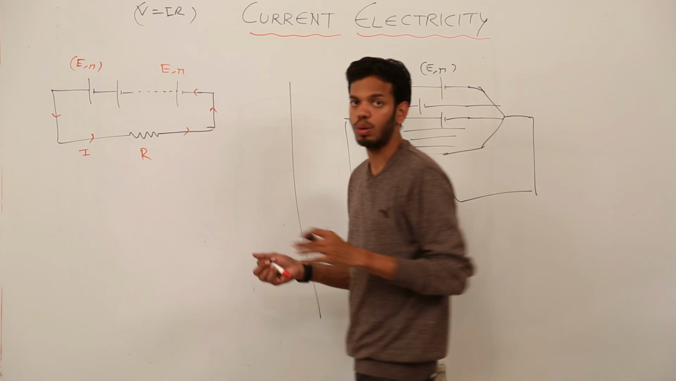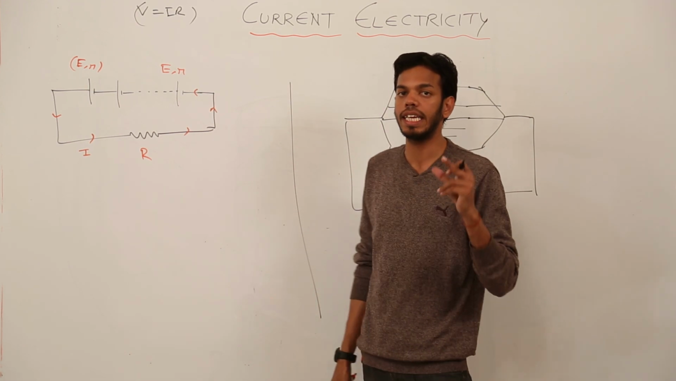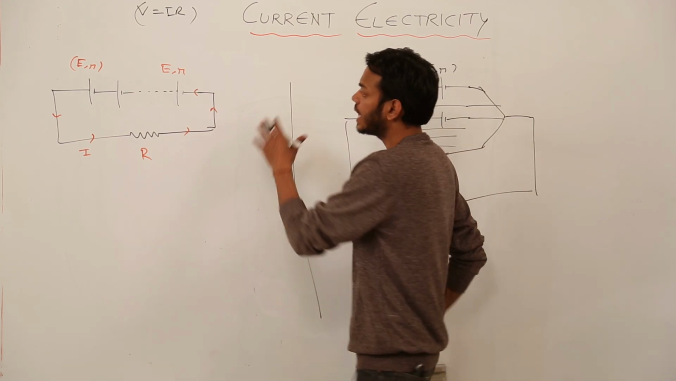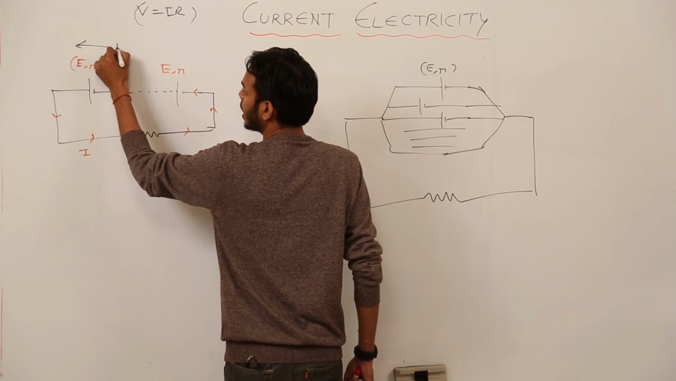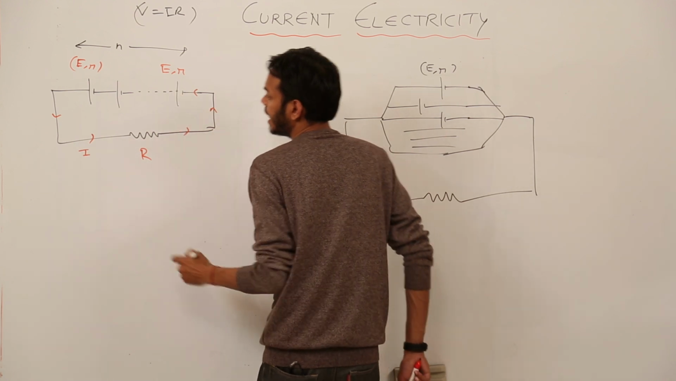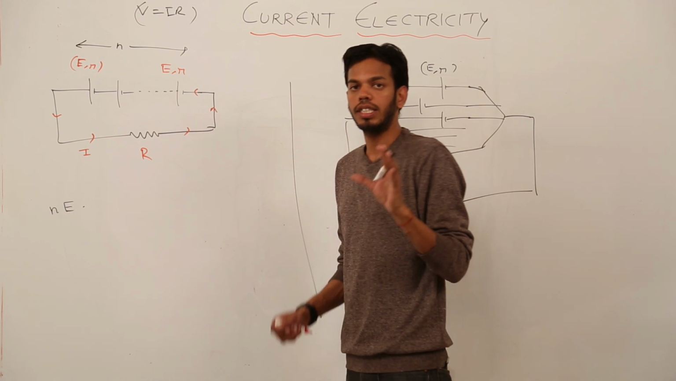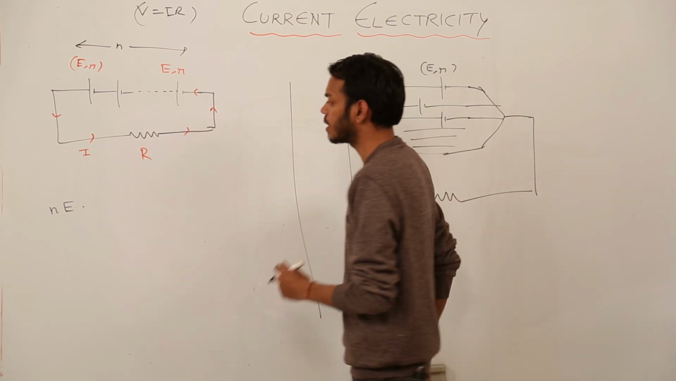I had just explained to you, if two cells are connected, the net EMF will be twice of E. If three are connected, thrice of E. There are n cells in series right now. N cells. So what will be the net EMF? N times E.